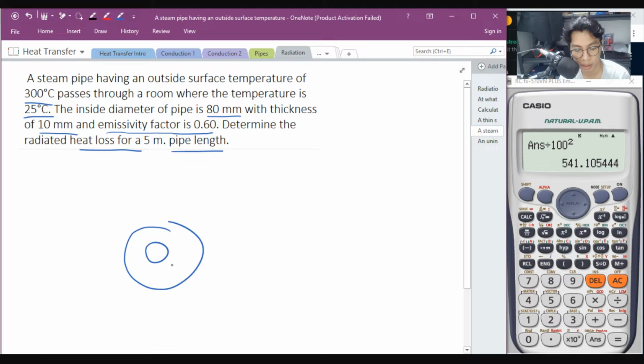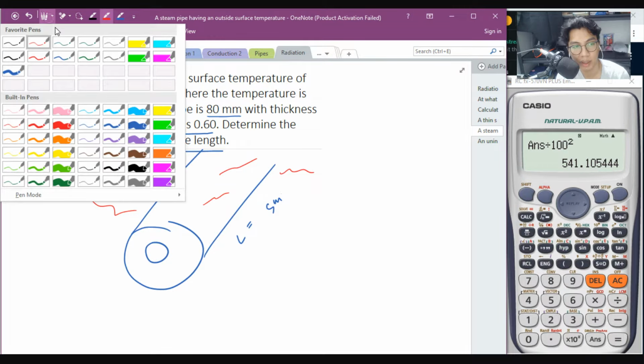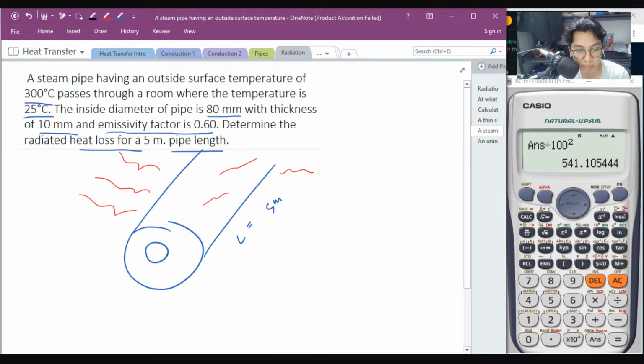Ayan. Yan yung pipe natin. Haba. Ayun. So, the length of the pipe is equal to 5 meters. Okay. Ano daw yung init na lumalabas dun sa pipe? Ayan, may lumalabas na init dun sa pipe. Coming from the inside, which has a temperature here na 300 degrees Celsius. Tapos, meron tayong outer temperature na 20 degrees Celsius. Okay? Now, meron tayong thickness na 10 millimeters. Pasensya na yung drawing ko. This is T. Yan. 10 mm.